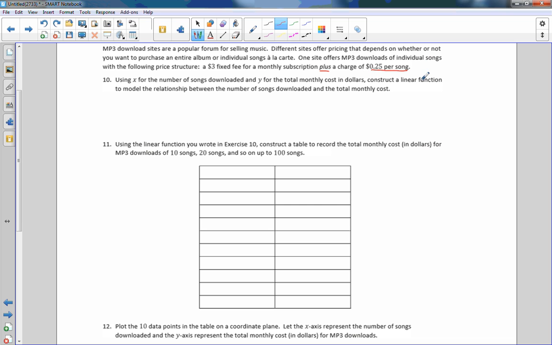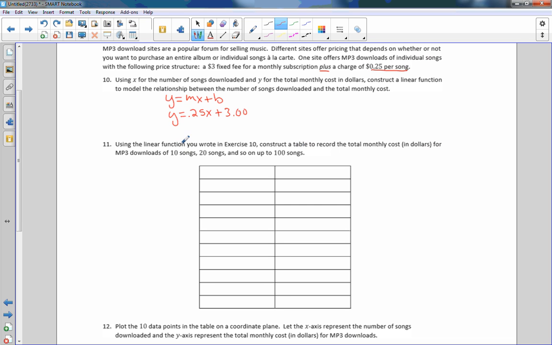Number 10, using x for the number of songs downloaded and y for the total monthly cost in dollars, construct a linear function to model the relationship between the number of songs downloaded and the total monthly cost. So we're going to do an equation of y equals mx plus b, and we're going to substitute in. m is our rate of change, that's per song, 25 cents, so it's 0.25, where x is number of songs, plus there's a $3 monthly subscription fee, so plus 3. Since we're talking money, I'll put 3.00. So there's our equation.